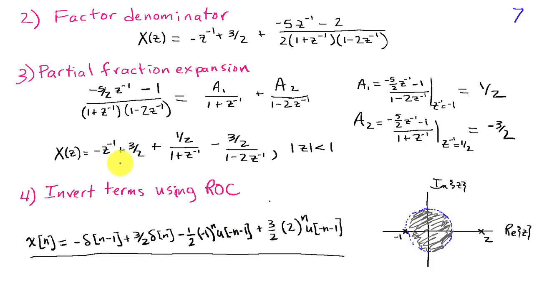And then these two remaining terms are in the form of a power series. We see that 3 halves is associated with z to the 0 power, so we know that occurs at n equals 0. We have 3 halves delta of n. Then the other term is associated with the power z to the minus 1, so that's going to occur at time n equals 1. We have negative delta of n minus 1. So there's our full inverse z transform.